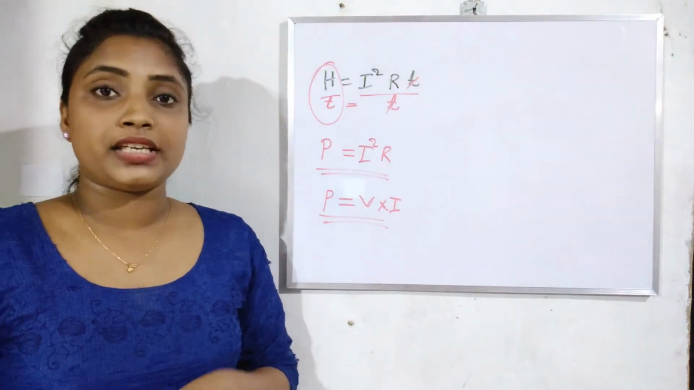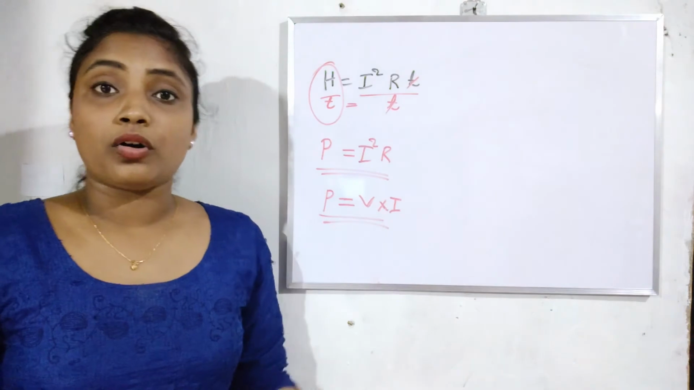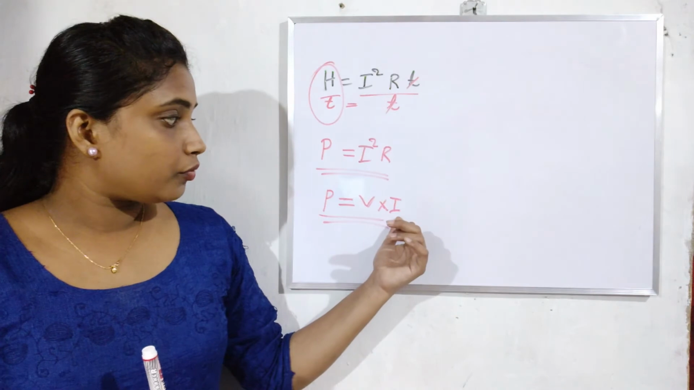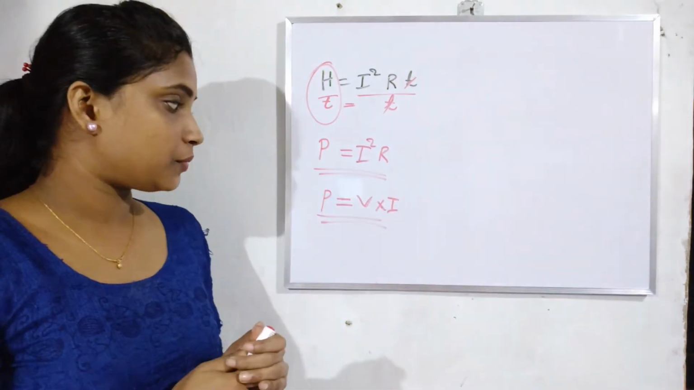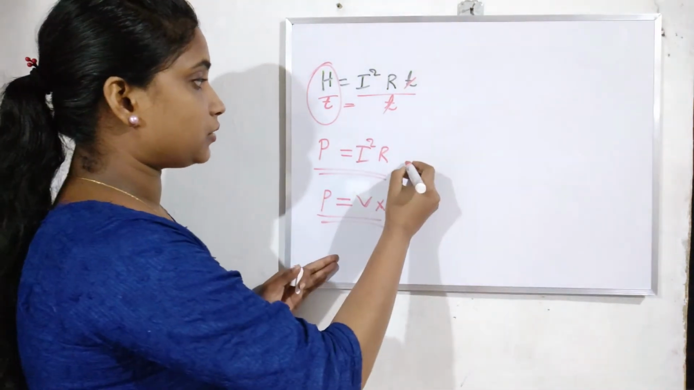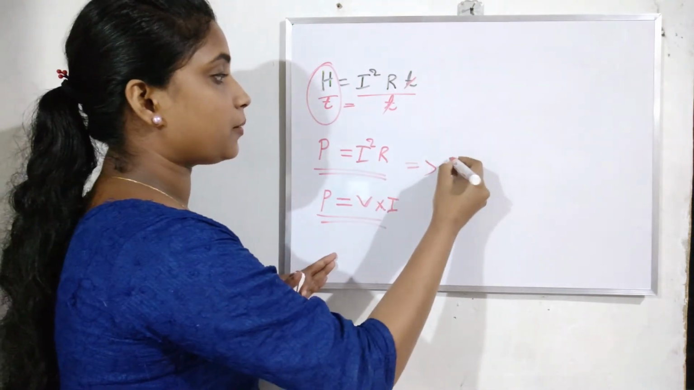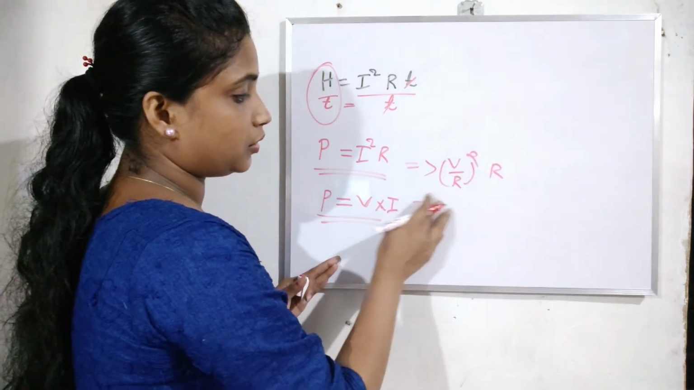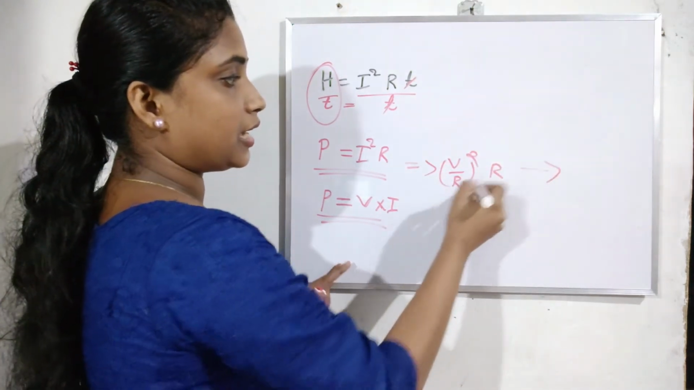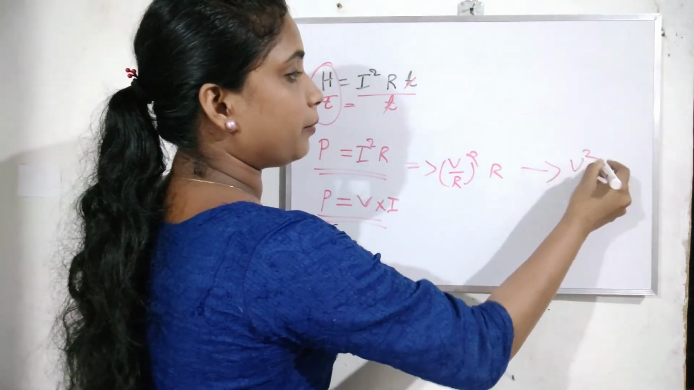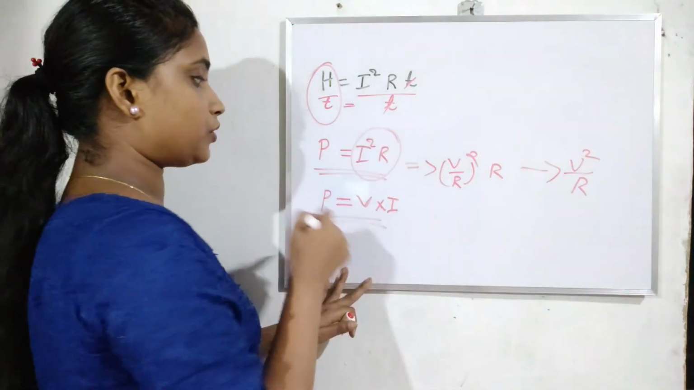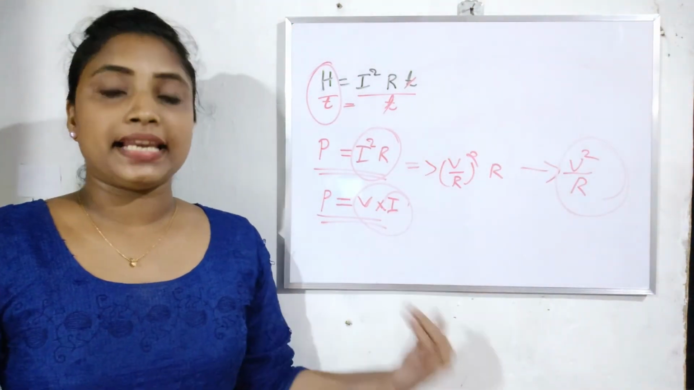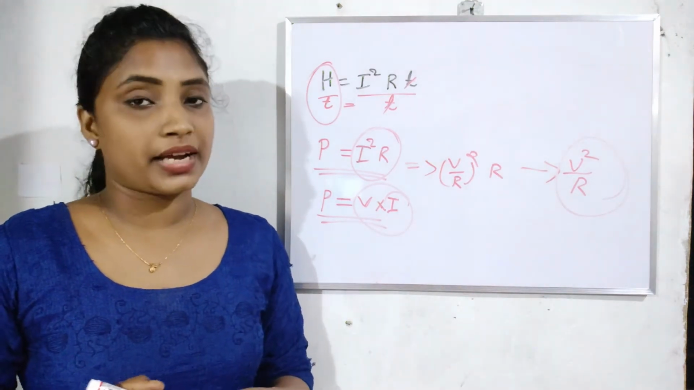And also we can find more equations using Ohm's law. We know Ohm's law, V is equal to I into R. We can substitute for I: I is V by R, so P is equal to V by R the whole square into R. Simply we can write, R and R cancel out, V square by R. So we have three equations: I square R, V into I and V square by R. These three equations give electric power. We can use these three equations to find electric power.